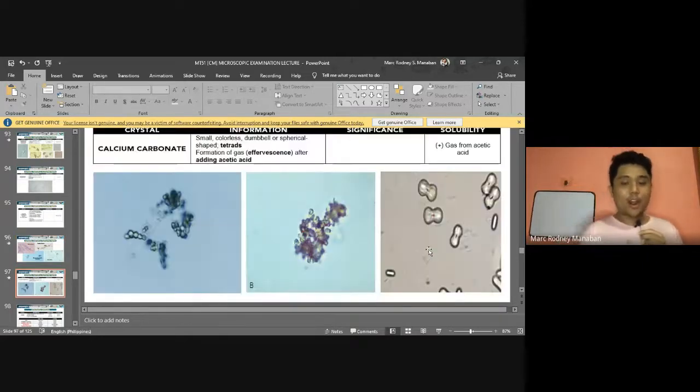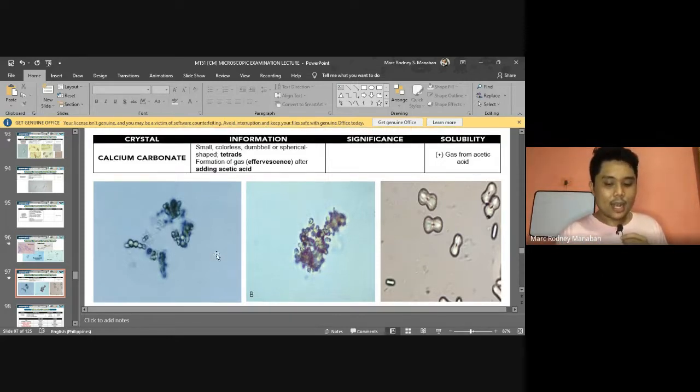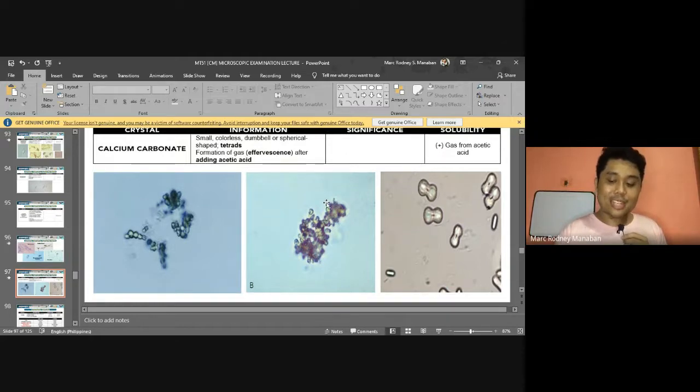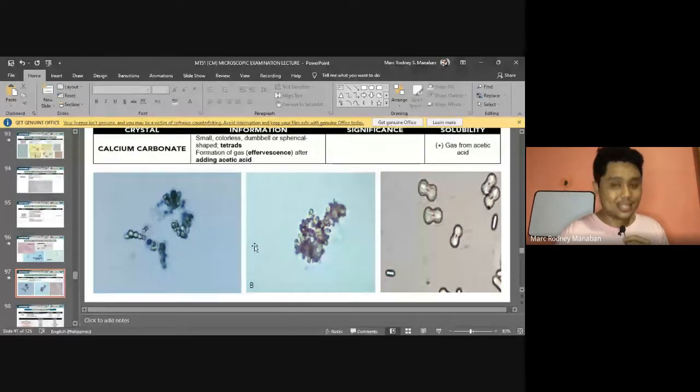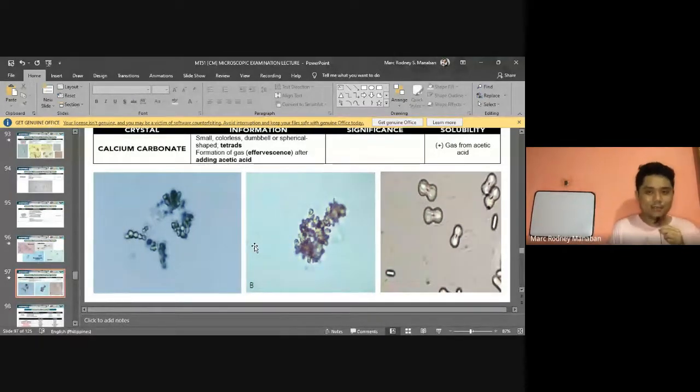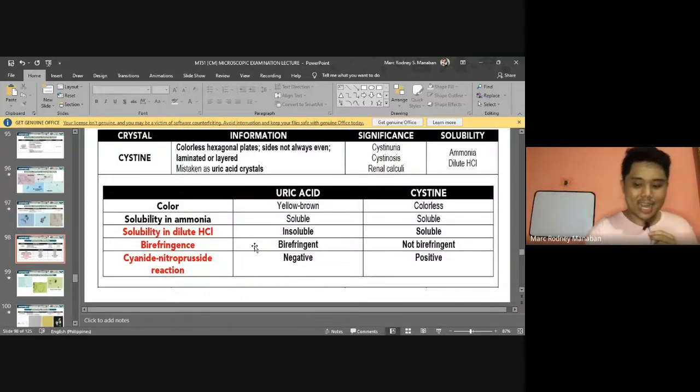Next, you have also calcium carbonate. Dumbbell shape or oval, tetrads, four-part, all right? The importance, dears, is that when you add acetic acid to the urine, it may form a gas, effervescence. That's the reaction of calcium carbonate to acetic acid. So there's gas formation. Your calcium carbonate can also be mistaken as bacteria, all right? Take note of that. But again, when you add acetic acid, it will produce gas, effervescence. With bacteria, none. Because acetic acid will not dissolve your bacteria. Okay? All right. That's for the normal crystals of both acidic and alkaline urine.